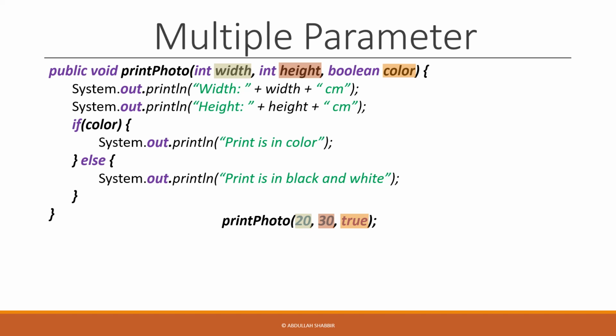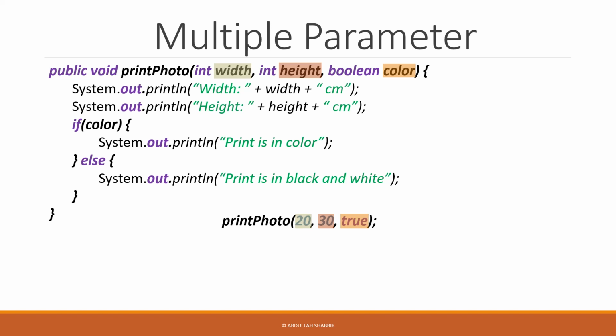We can describe a 20 cm by 30 cm color photo by calling printPhoto with 20, 30 and true as our arguments. Again, these arguments are matched to the type and order of parameters in the function definition. Our first argument 20 is to match with our first parameter width. Our second argument 30 is matched to our second parameter height, and our third argument true is matched to our third parameter color, which is a boolean.